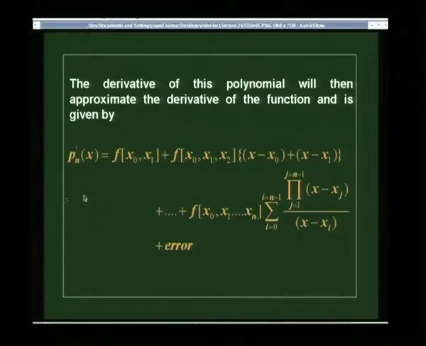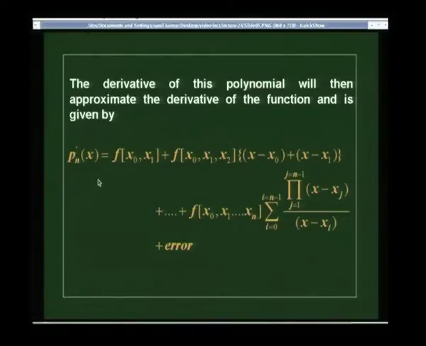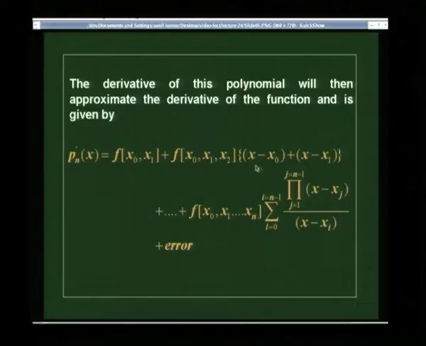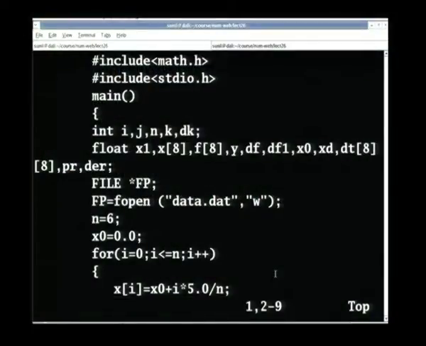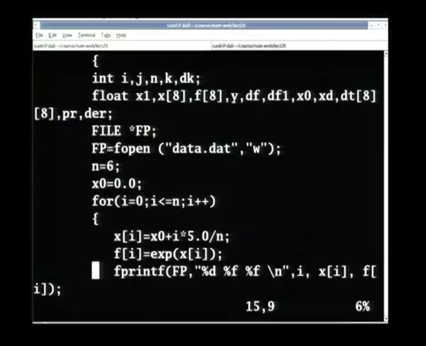And then, however, when you go into calculating the derivative, it is convenient to write it down in this fashion. It is convenient to calculate the derivative by writing it down as separate terms for each first order, second order, and higher order terms. So, here is a program which would implement this particular algorithm for the Newton's form of the polynomial.